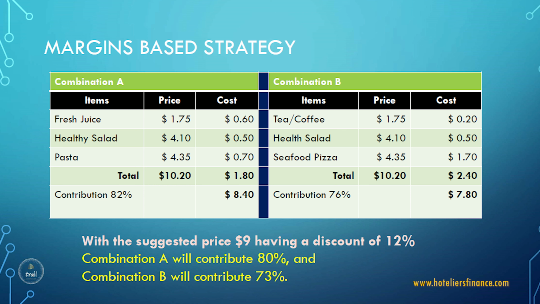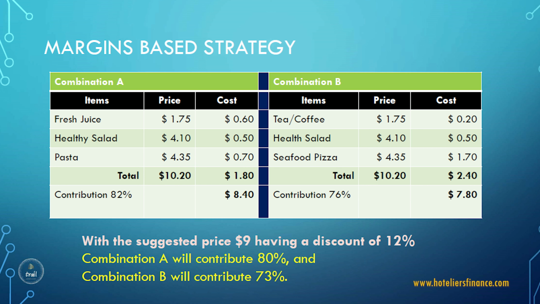Now I'll show you something else. The cost model. The cost model is very important. I keep talking about it. Without a cost model, a cost structure, we can't do business. Now here on the screen you can see in combination A, fresh juice, the cost is $0.60, healthy salad $0.50, pasta $0.70, the total cost is $1.80. So the contribution is coming to 82%, which is $8.40. If we sell combination A, we'll make $8.40.